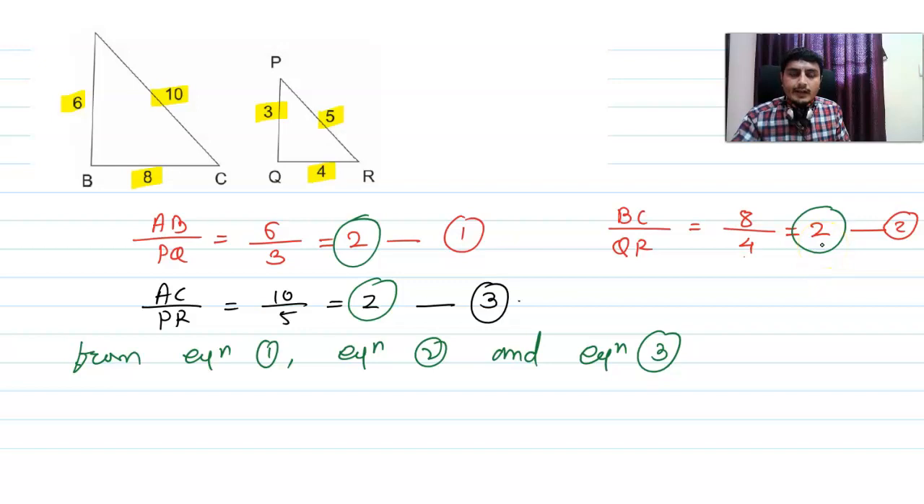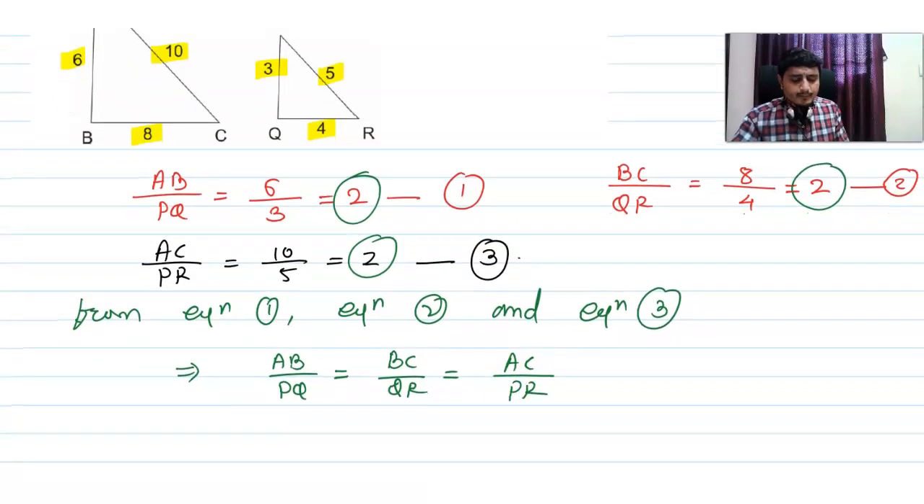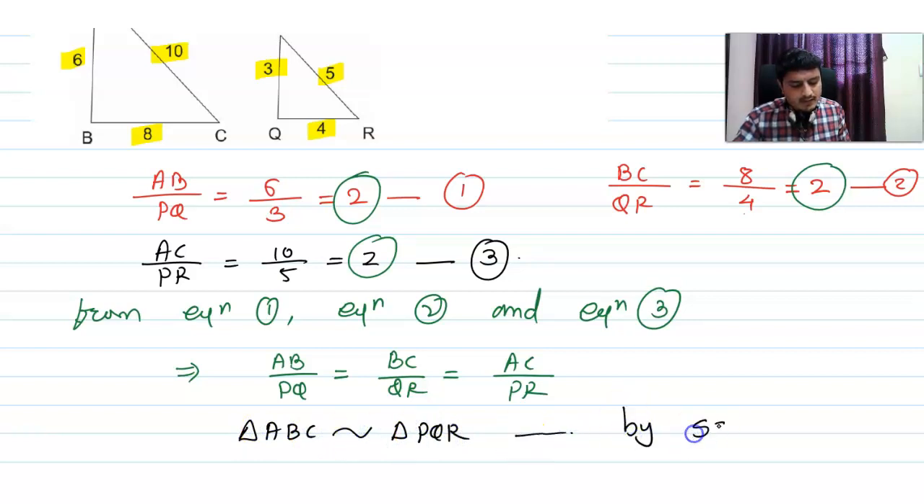So this implies AB divided by PQ equals BC divided by QR, which equals AC divided by PR. Once the three sides of one triangle are in equal proportion with the corresponding three sides of the other triangle, we can say that the given two triangles, ABC and triangle PQR, are similar by which test? By the side test. In short, we may write it as the SSS test.